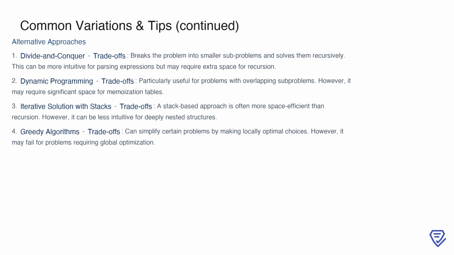An iterative solution with stacks is a popular alternative, as it is generally more space-efficient than recursion. On the downside, it can be less intuitive to implement, especially for deeply nested structures. Finally, greedy algorithms can sometimes simplify problems by making locally optimal choices at each step. That said, they may fail in scenarios that require a more global optimization strategy. Understanding these approaches and their trade-offs can help you choose the best solution for the problem at hand.